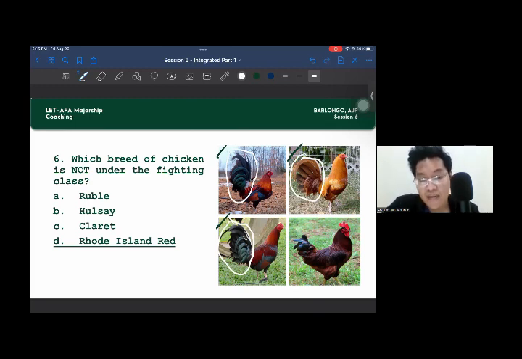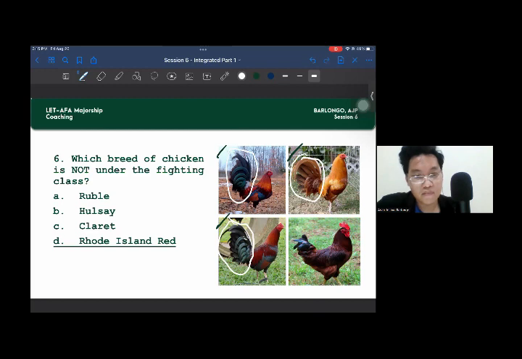And itong isa naman, ito yung Rhode Island Red. So, Rhode Island Red is grown for meat, egg, or dual. So, the answer for that is dual. So, Rhode Island Red is grown for dual purpose, which is also which are meat and eggs.